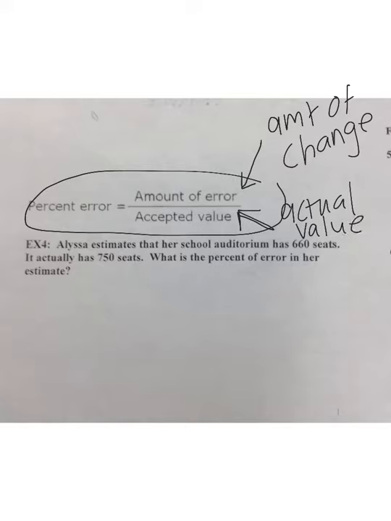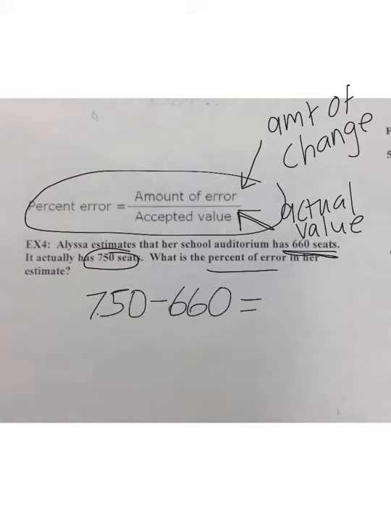So looking at this situation, Alyssa estimates that her school auditorium has 660 seats, so that's her guess. It actually has 750 seats. What is the percent of error in her estimate? So step 1, we're still going to do the same thing. We want to find the amount of change. So I'm going to do 750 actual minus her 660, her guess, and that is a difference of 90 seats.